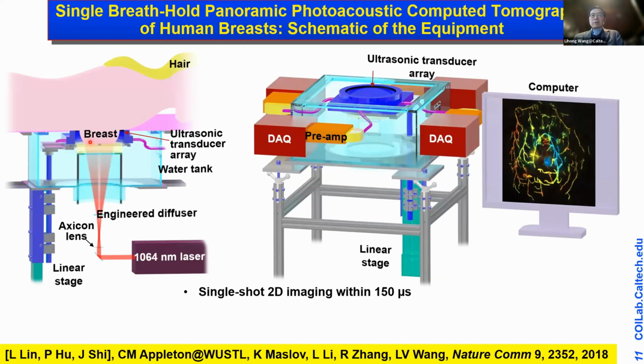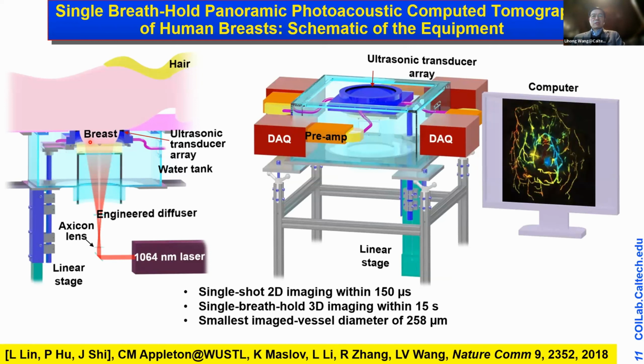Because of the bigger field of view, the image acquisition time is 150 microseconds. We ask the patient to hold her breath. Within a single breath hold, we can get a 3D image within 15 seconds. The smallest vessels we've imaged have a diameter of 1/4 of a millimeter. The one-way light penetration is about 4 centimeters.